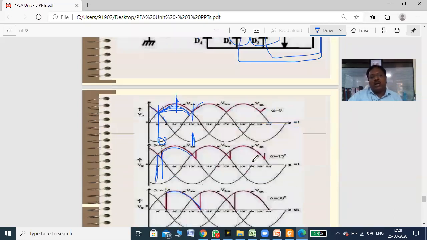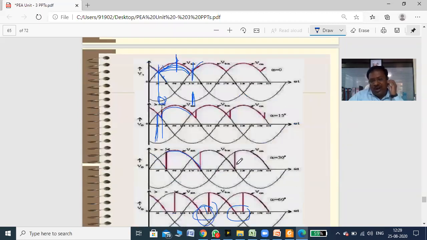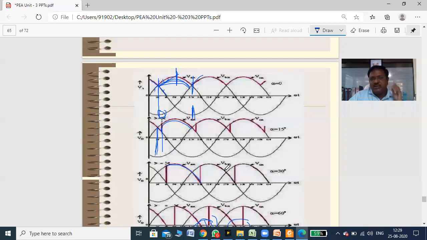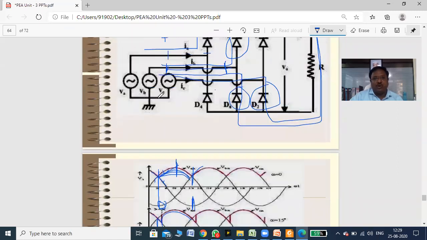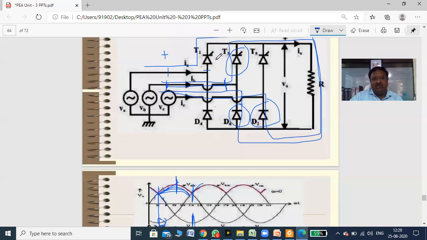So you can see here at a time one SCR and one diode is conducting. The phase that is most positive, its particular SCR is conducting, and the phase that is most negative, its particular diode is conducting. So when phase A is most positive, at that time thyristor T1 is conducting.